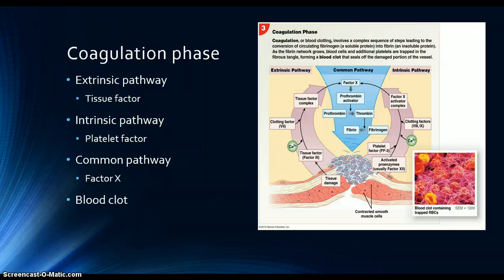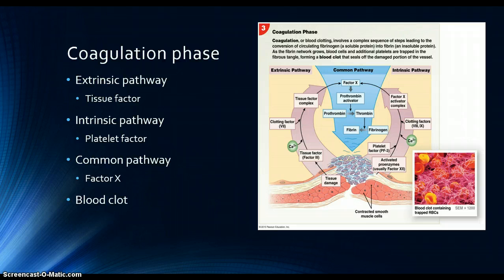The intrinsic pathway begins with factors from the blood. In other words, from the platelet. We're looking for platelet factor here, and once again, once we have that, then we can go through the cascade of reactions and end with factor 10, just like we did in the extrinsic pathway. Once we have that factor 10, we move into the common pathway.